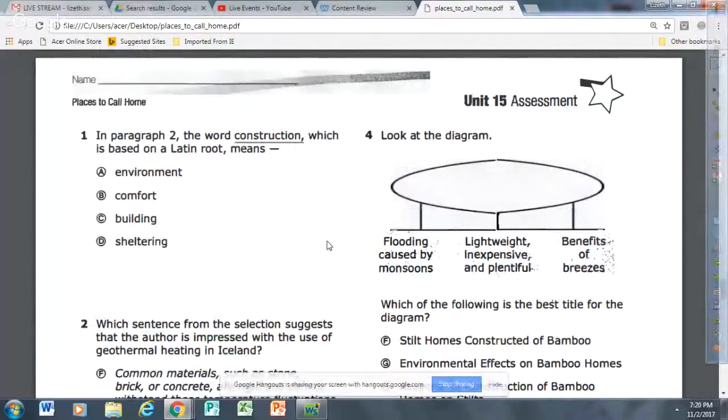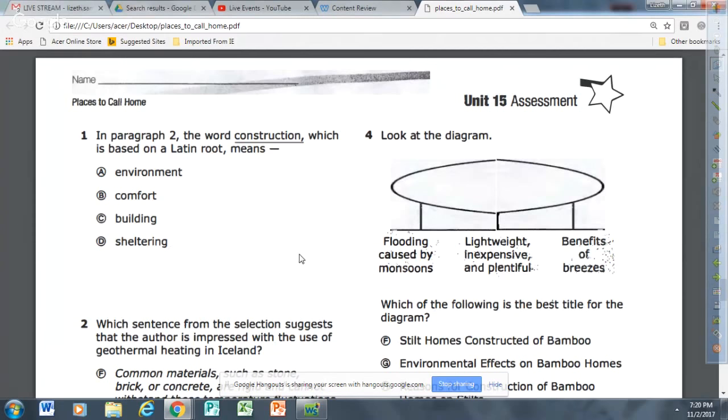Okay, so in paragraph 2, the word construction, which is based on a Latin root, means, and again, if this was the classroom, you can just use your dictionary. If you want to look it up using the internet right now, you can. But look at paragraph 2, and how is the word construction used? Does it mean environment? Does it mean comfort? Does it mean a building? Or does it mean sheltering?